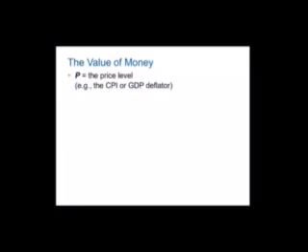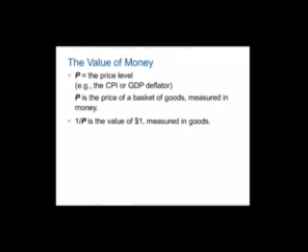So first, let's talk about the value of money. And this is one thing that we're first going to show using a graph, how money can affect the price level. So let's say P is the general price level, like the basket of goods that we used to find out CPI. And it's measured using some dollar value. So this 1 over P is the value of a dollar, which is measured in goods.